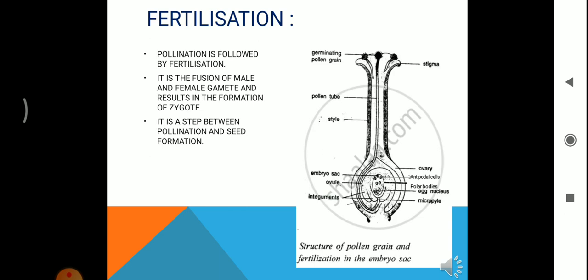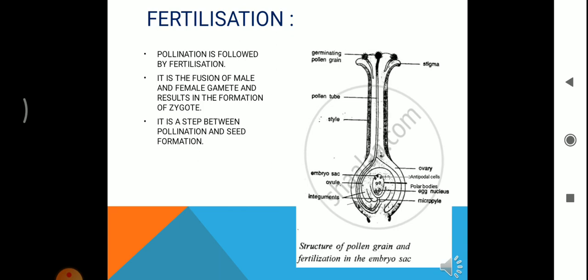Students, before I start explaining you the process of fertilization, let me brief you about some important terms associated to it with the help of this given picture. First one is pollen grain. It is a microscopic unicellular structure which contains two male gametes at maturity. Second, ovule. It is a small structure contained in the ovary.